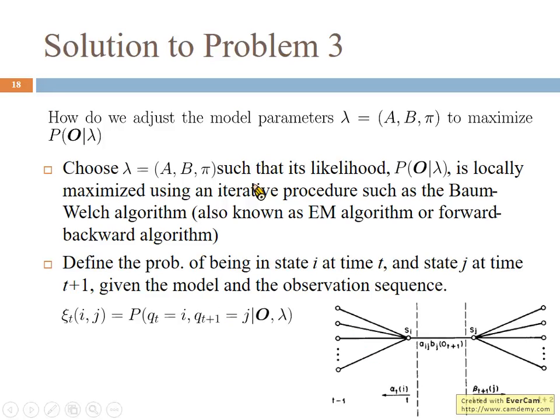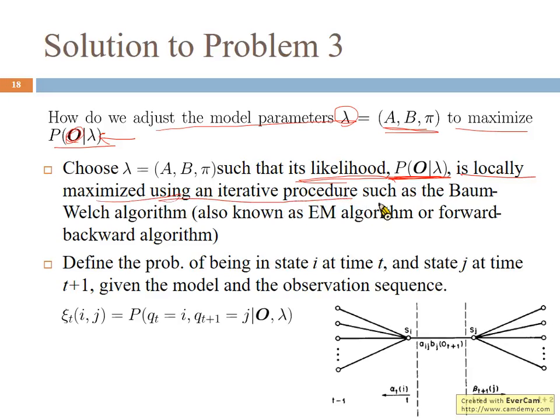And now the most difficult problem is the learning problem. So how do we adjust the model parameter lambda equal to (A, B, pi) to maximize the probability of O given lambda? So how can we adjust lambda such that this model generates the observation sequence with the highest probability? Okay, so choose lambda equal to (A, B, pi) such that its likelihood, that is the probability of O given lambda, is locally maximum using an iterative procedure.